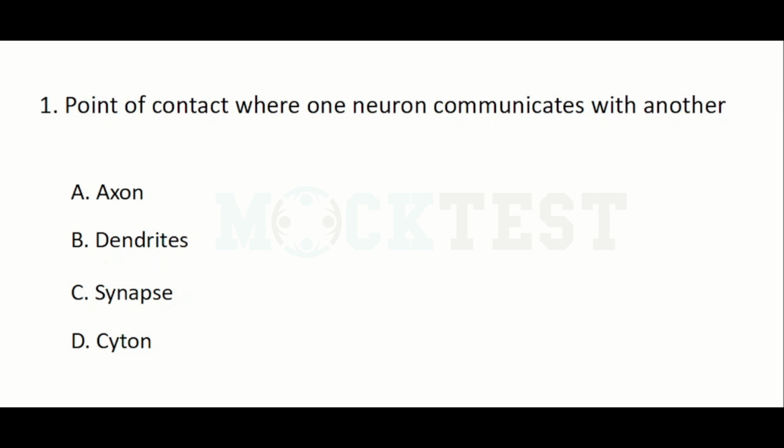Question number 1. Point of contact where one neuron communicates with another. Option A, axon. Option B, dendrites. Option C, synapse. Option D, cytone. The correct answer is option C, synapse. Point of contact where one neuron communicates with another is synapse.